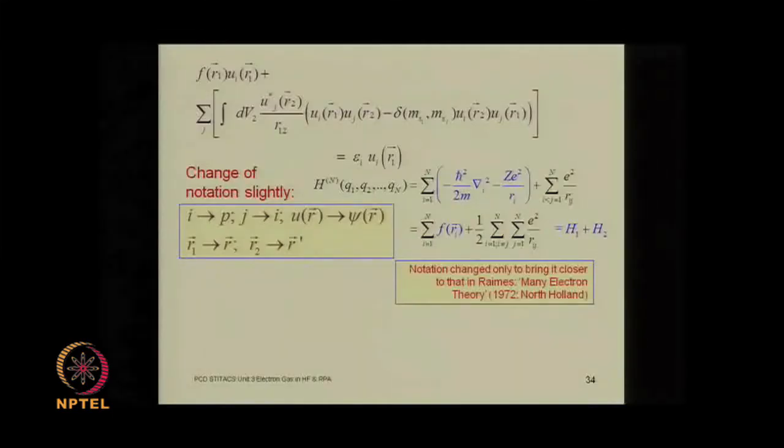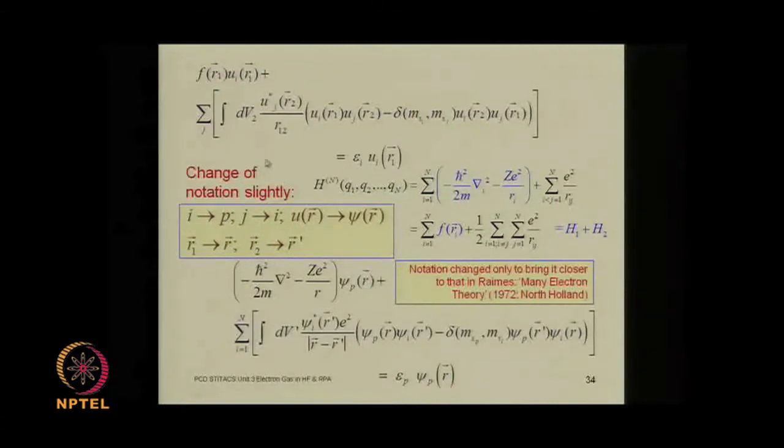Okay. So it is a very simple change of notation. So we do that and rewrite this equation. Now you see that you have this F1 operator, and instead of Ui R1 you have psi P of R, because I has gone to P and R1 has gone to R. So this is just rewriting the same Hartree-Fock equation in the notation of Reims, and then you have the Coulomb and the exchange terms also rewritten. So we will work with the Hartree-Fock equation in the notation of Reims.